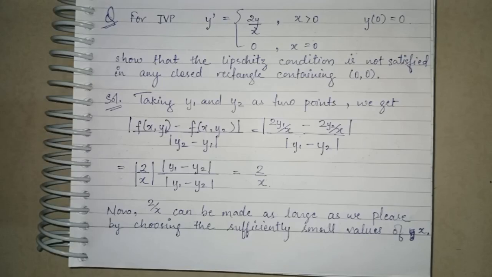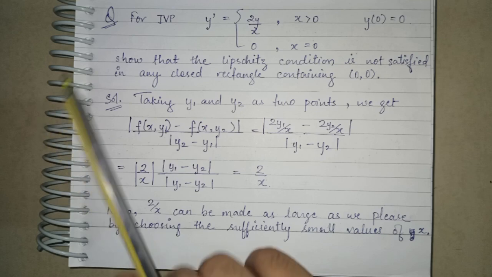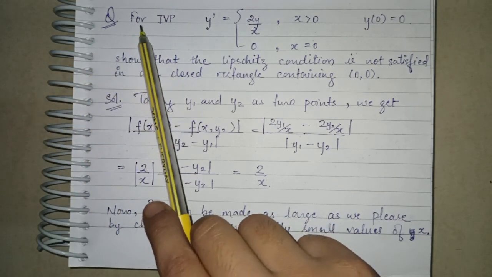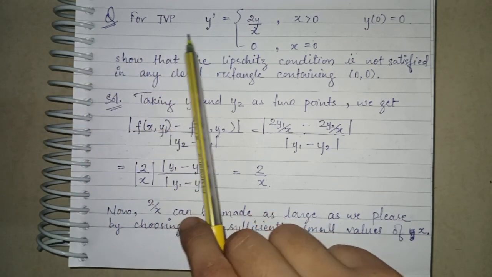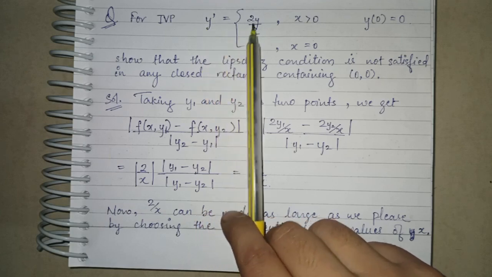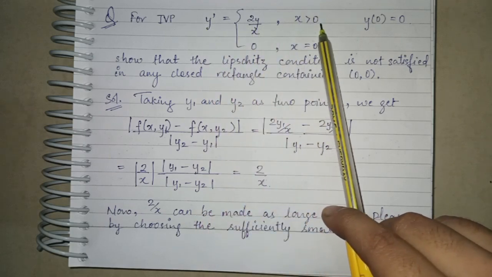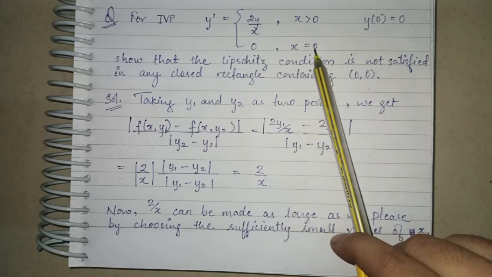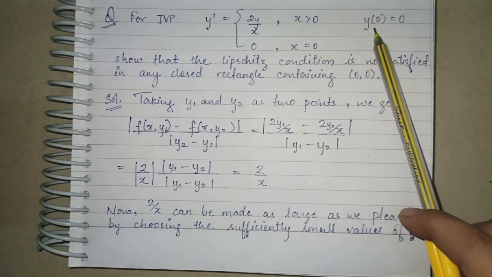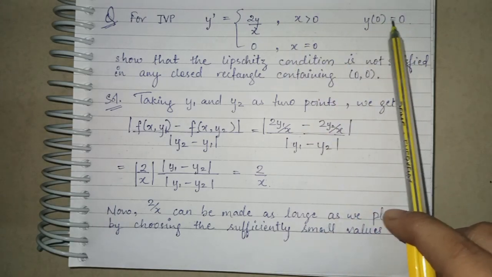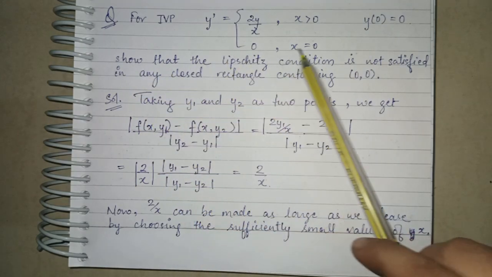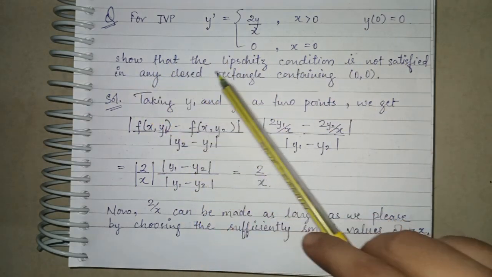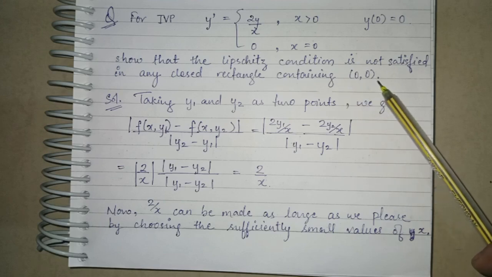Hello everyone. So today we are going to solve questions using the Existence and Uniqueness Theorem. This is our first question, and it says: for the initial value problem y prime equals 2y over x when x is greater than 0, and 0 when x is equal to 0, provided with the initial condition y(0) is 0, show that the Lipschitz condition is not satisfied in any closed rectangle containing (0, 0).